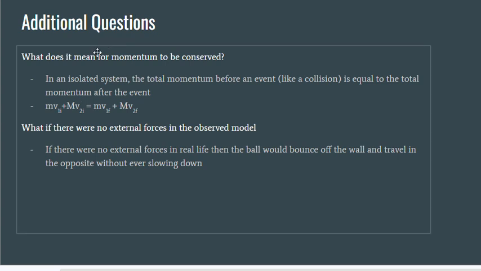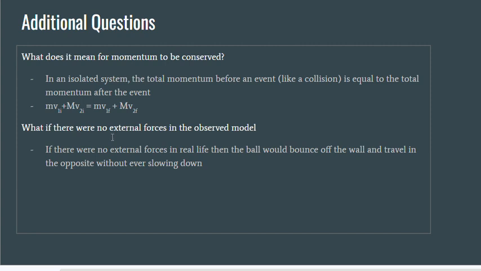Some additional questions. What does it mean for momentum to be conserved? In an isolated system, the total momentum before an event, such as a collision, is equal to the total momentum after the event. As you see from this equation, m1v1 initial plus m2v2 initial equals m1v1 final plus m2v2 final.